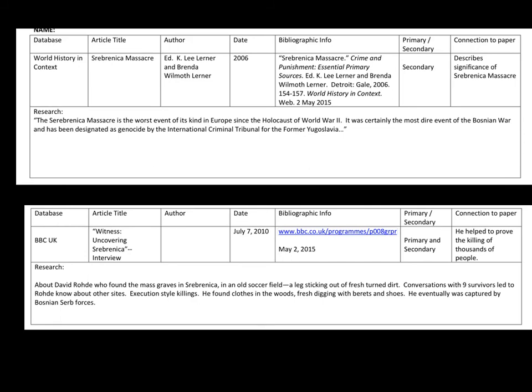Now note the source at the bottom. It's actually a primary source, but I listed it as both primary and secondary, in this case because there's also some commentary from someone who wasn't present at this event. However, it's a fascinating interview from a man who helped discover the killing in Srebrenica, the mass graves that were there. And so I've listed all of the information I could find, the database, the article title, the date.